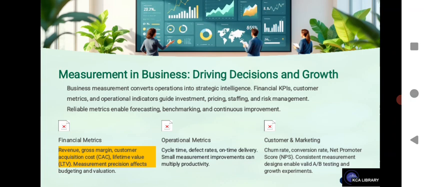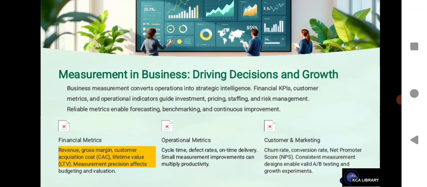Why is measurement important? It's important in different spheres. For instance, in business, measurement converts operations into strategic intelligence. It's what we call financial KPIs, customer metrics, and operational indicators. All those guide investment, pricing, staffing, and risk management. Reliable metrics in business enable forecasting, benchmarking, and continuous improvement.